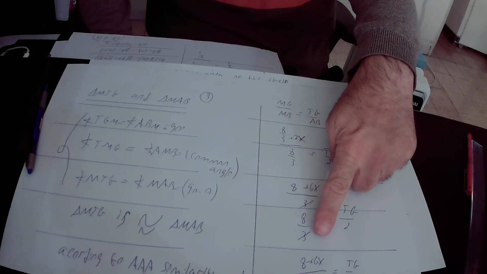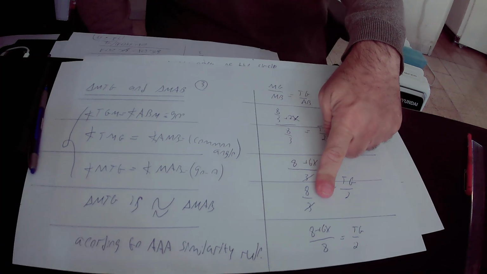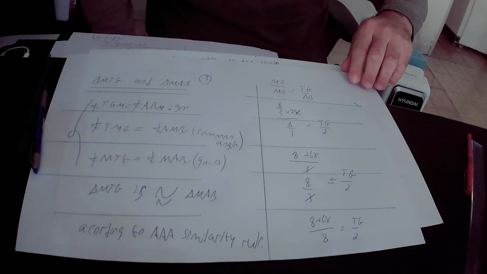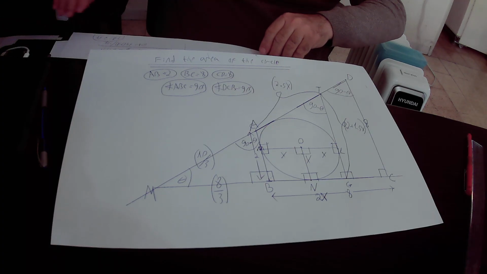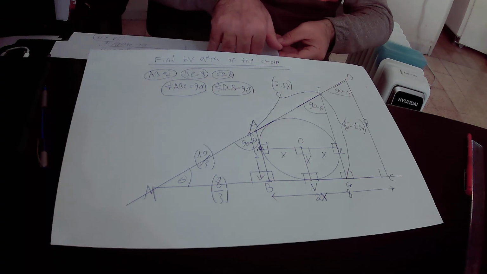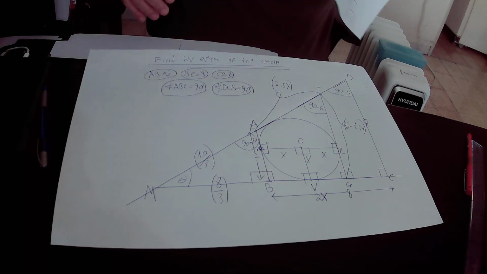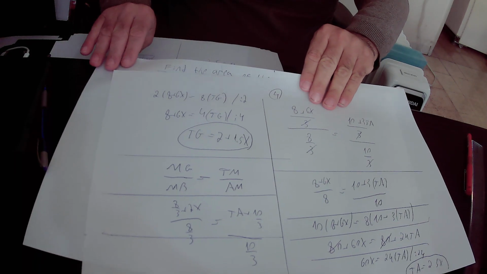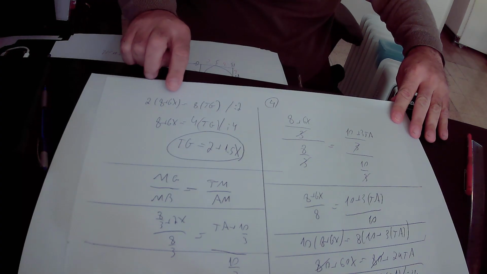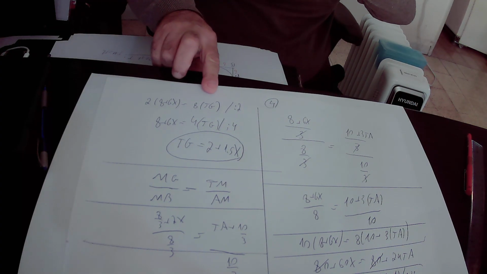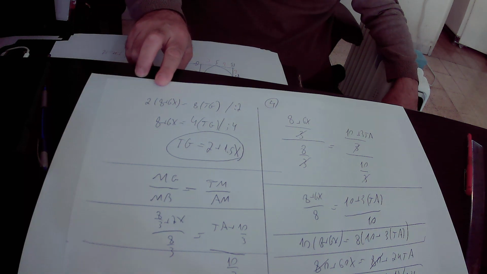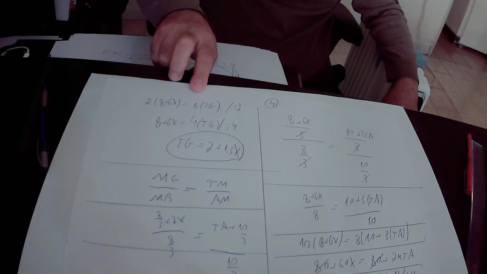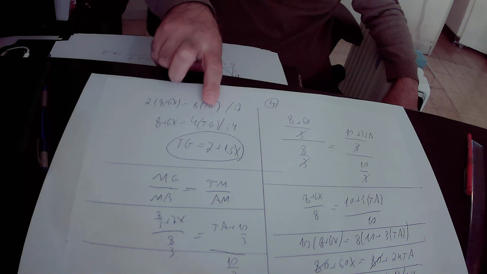Because we multiply this equation, we found that 2 times (8 plus 6x) equals 8 times TG. We divided this equation by 2 and found that 8 plus 6x equals 8 over 2, which is 4. So 8 plus 6x equals 4 times TG.